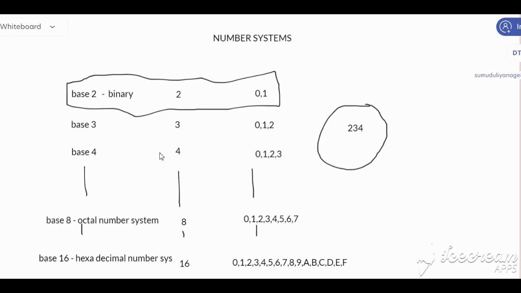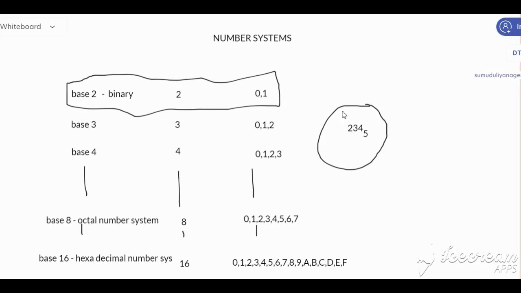To denote that, we write the value of the number system at the bottom of the represented number, like this. If this number is represented in the base 5 number system, then we have to write it like this. Okay, so then it is very much clear. This is 234, right? Don't tell it like 234 alone. It is in decimal, right?